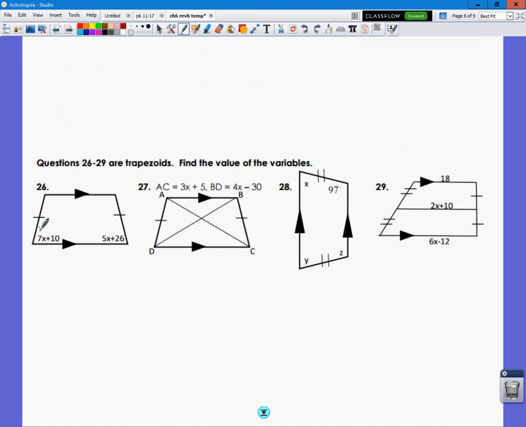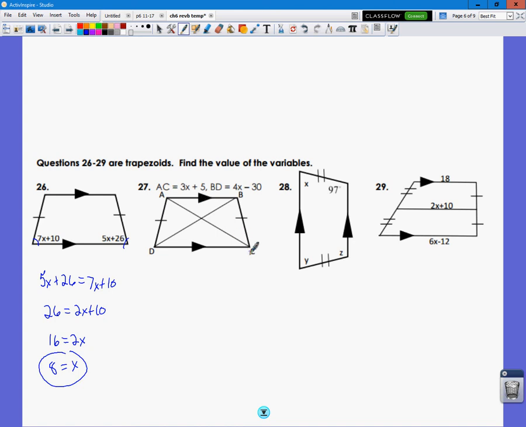Number 26, base angles of an isosceles triangle are congruent. So 5x plus 26 is equal to 7x plus 10. Subtracting 5x, 26 equals 2x plus 10. Subtracting 10, 16 equals 2x, which means x is equal to 8.